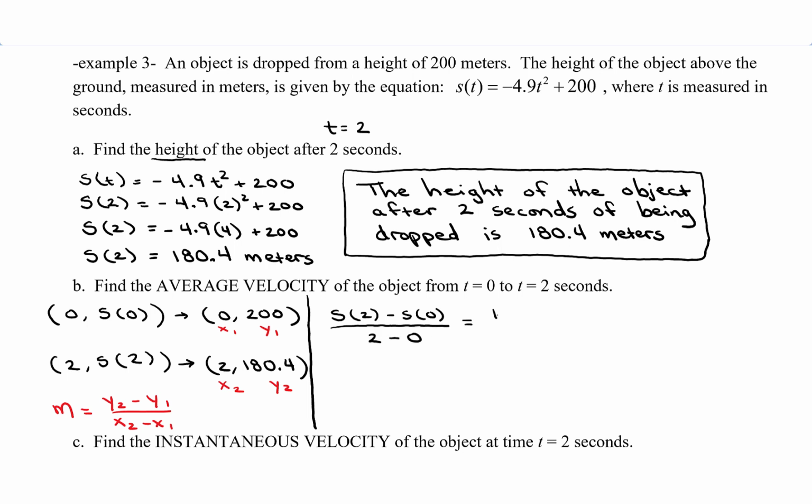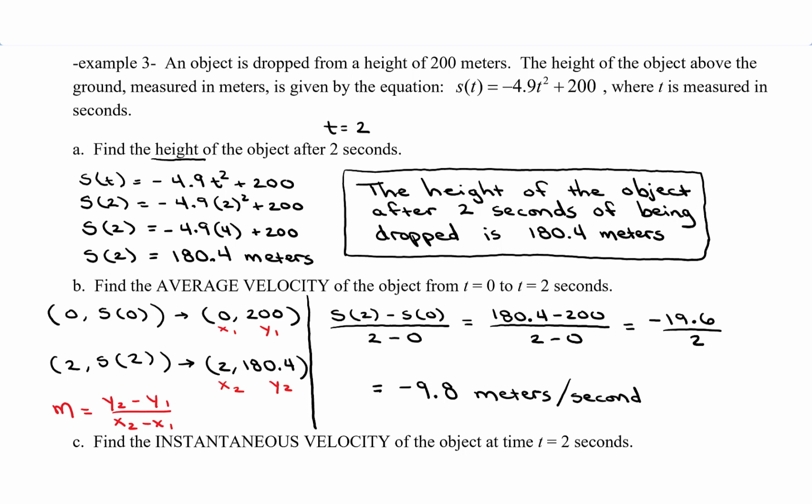This is going to be equal to 180.4 minus 200 divided by 2 minus 0, which is equal to negative 19.6 divided by 2. This will simplify, and this will be equal to negative 9.8 meters per second. And we're going to go ahead and box that answer in. This is going to represent the average velocity of the object from t equals 0 to t equals 2 seconds.